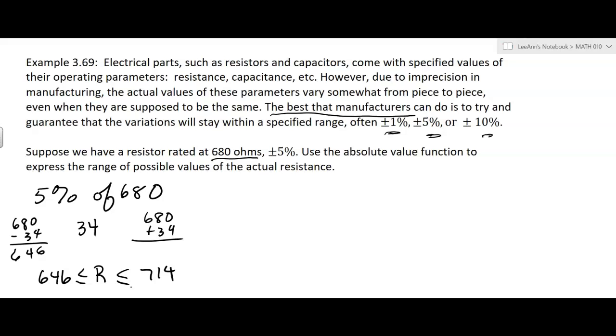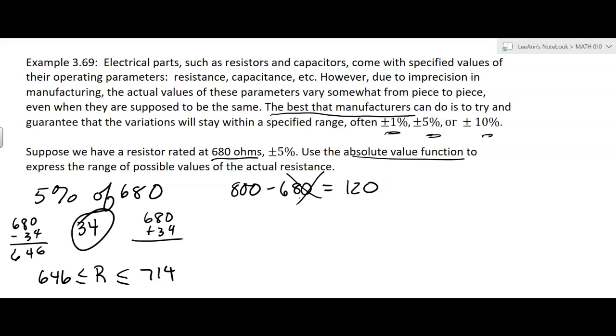Okay. So how do we do this? Well, we want to use the absolute value function here. All right. So what was my example? If you came to me with one that was 800, and I subtract the 680, what is that, 120? See, that's more than that 34. 34 was as many ohms as it could be off. And this is off 120, so that doesn't work.